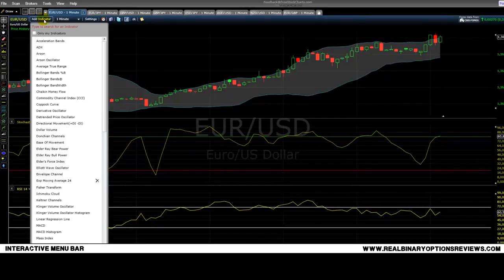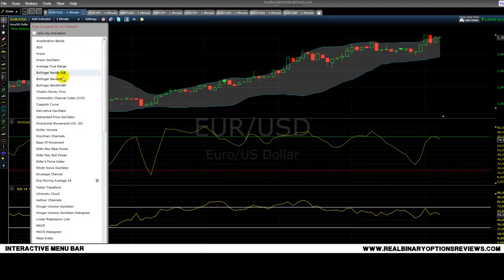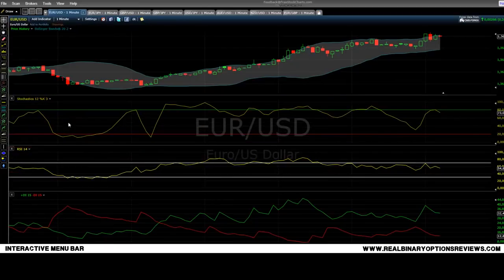So I'm going to add the indicator to the euro-dollar currency pair. So it's here, directional movement, and you can see basically the indicator is these two lines. One is a green line and one is a red line. And how this works, basically, if the green line is above the red line, it means that we are in an uptrend. So the buyers are stronger than the sellers and the price is moving up.